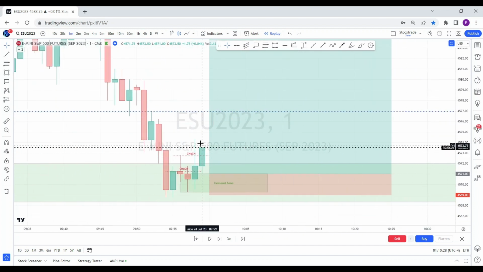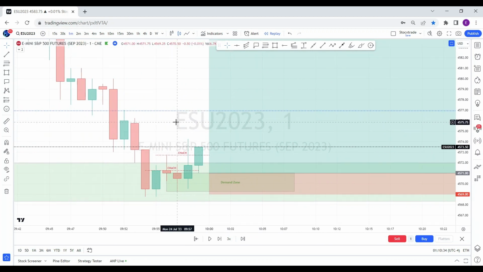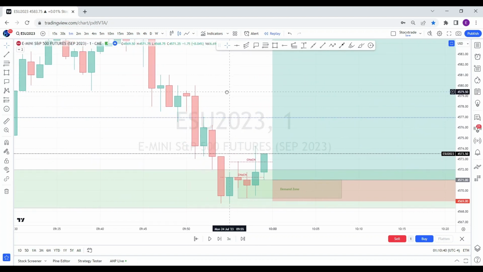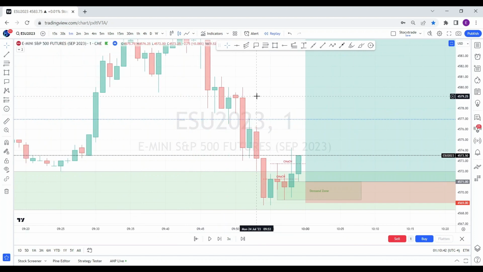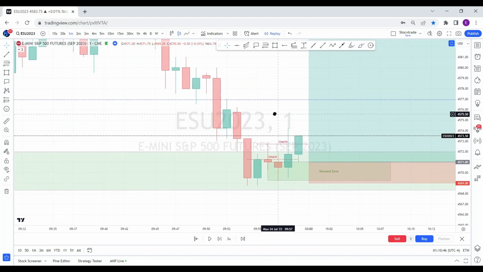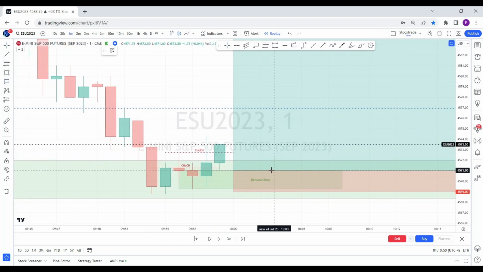Okay, once the price breaks the change of character, first of all you need to mark the order block, demand zone, or supply zone. If you are in a sell, then you need to mark the supply zone, and the swing levels like the pivot levels or the liquidity levels. So the price is going away from you, so your entry will be here, right? This is your entry point.